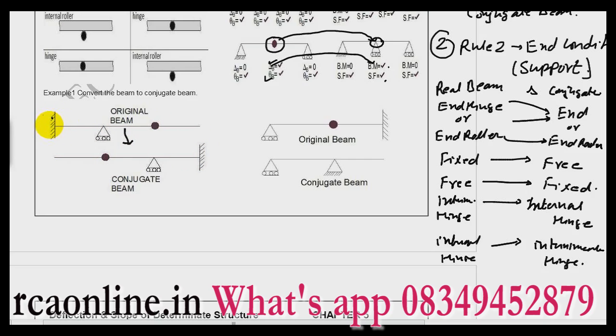This is fixed support. So fixed support is converted to free. This is intermediate hinge. So this is converted to internal hinge. This is internal hinge. So it is converted to intermediate hinge. This is free support. So it is converted to fixed support. So this is my original beam and this is my conjugate beam.